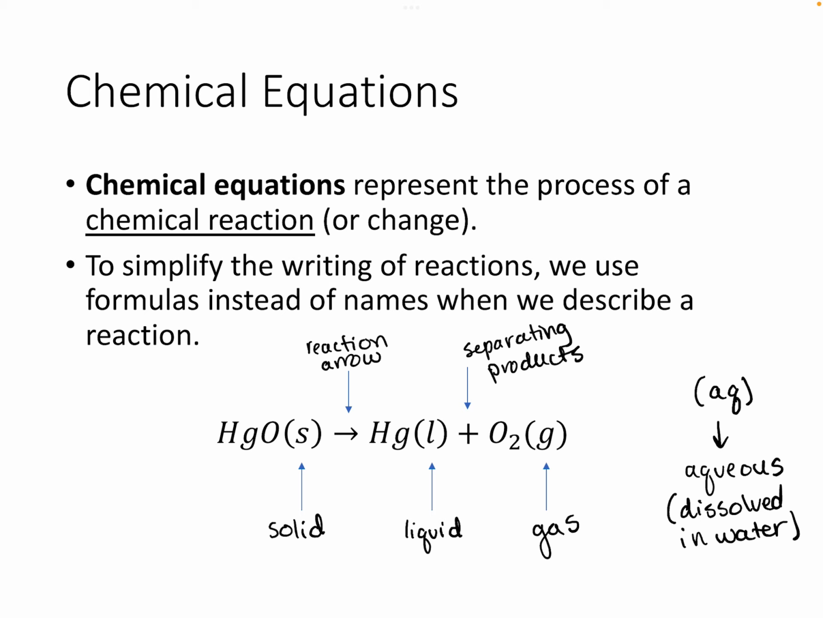So later on, when we get into solution chemistry, we'll see aqueous more often because most likely we're dissolving our reactants in water, and then our products are forming in water as well. All right, so I mentioned earlier this equation is not balanced. We don't have the same number of atoms on the left and the right. So let's talk about how to balance chemical equations because we want to make sure we have the same number of atoms on both sides.